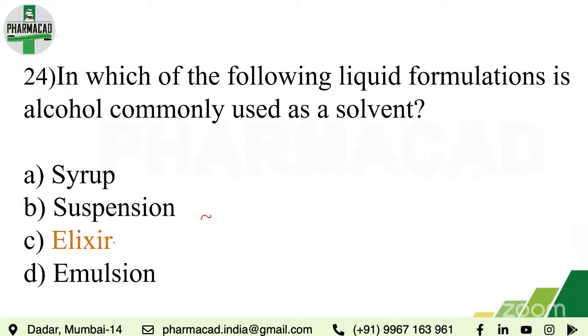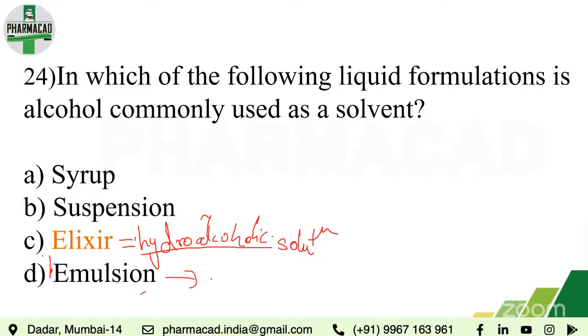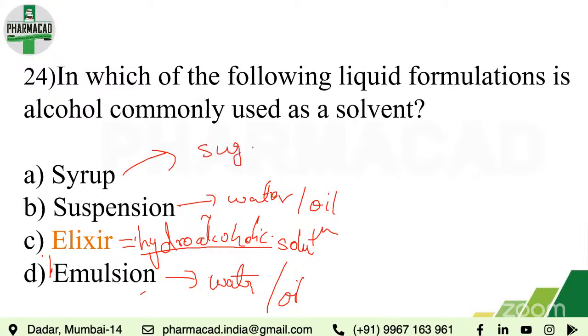What is an elixir also called? What type of solution is it called? Hydroalcoholic. Very good. It's a hydroalcoholic solution. Okay. In an emulsion it is not alcohol. It can either be the water or oil phase. In a suspension also it can be the water or oil phase. Water means it can also be buffer. In syrup, what is the continuous phase? It is a sugar based solution. Correct? That is what syrup is. Sugar based solution.